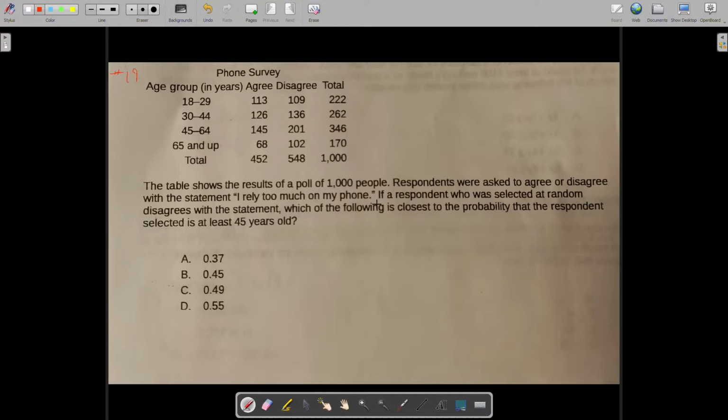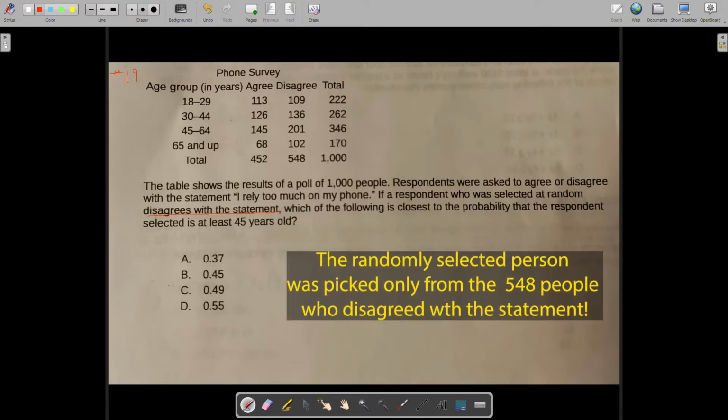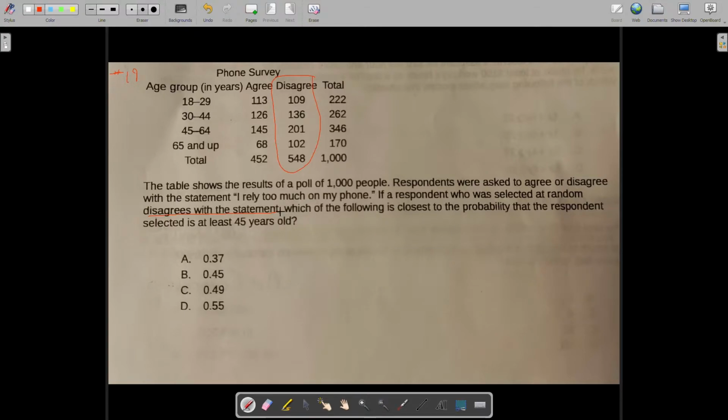So now let's go into the prompt and break down what it's really asking for. It doesn't really matter what the statement is, but what's important is who they are looking for. So the respondent was selected at random and they disagree with the statement. That's very important. That means we're only looking at these numbers. And then which of the following is the closest to the probability that the respondent selected is at least 45 years old? So that means we're looking at these numbers and we're trying to see what percentage of all of these people were at least 45 years old.